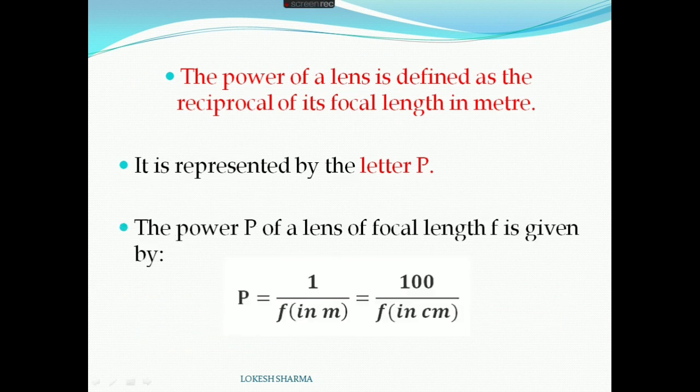The power of a lens is defined as the reciprocal of its focal length in meters. It is represented by the capital letter P, and the power P of a lens of focal length f is given by P = 1/f if f is in meters, or 100/f if f is in centimeters.